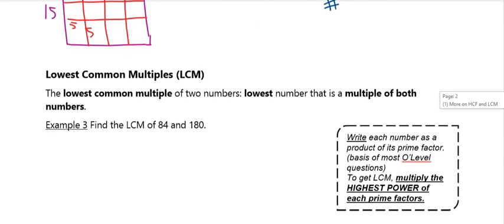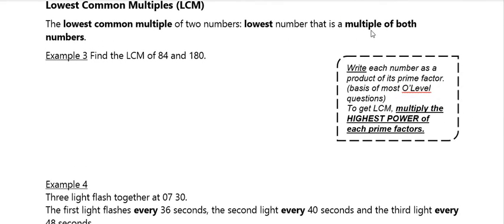Now let's move on to LCM. LCM is the lowest number that is a multiple of both numbers.